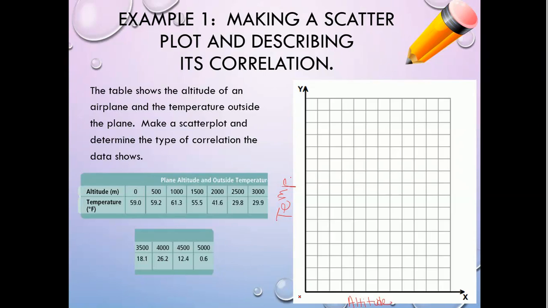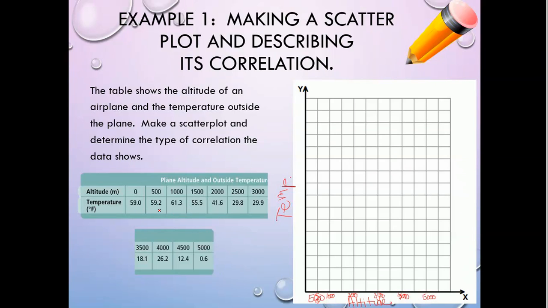Now I need to do my list here. The x's look like they're going by 500s. So I'm going to do every other. 500, and then it'll be 1,000. Then I'm going to skip one and put 2,000. Skip one, we'll put 3,000. Skip one, 4,000. Skip one, 5,000. That's the highest I need to go.